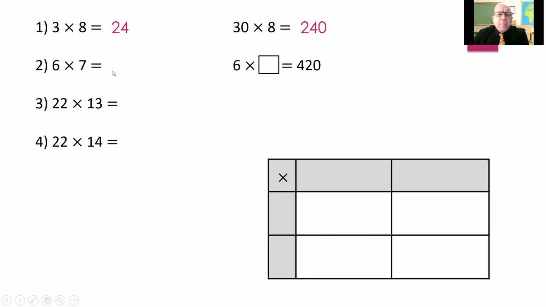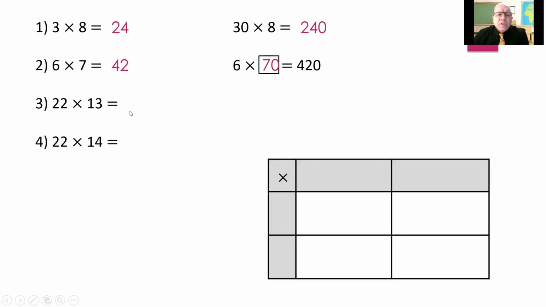6 times 7 is 42. 6 times something is 420. Well, we know that 6 times 7 is 42. There is a 0 there, so let's put a 0 in here as well. So 7 and a 0, 70.